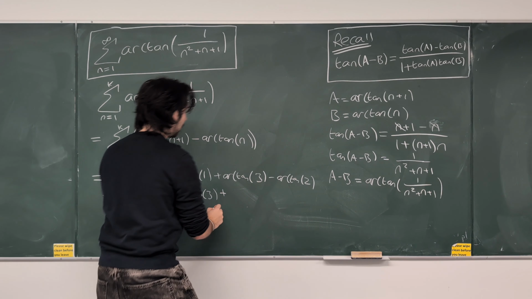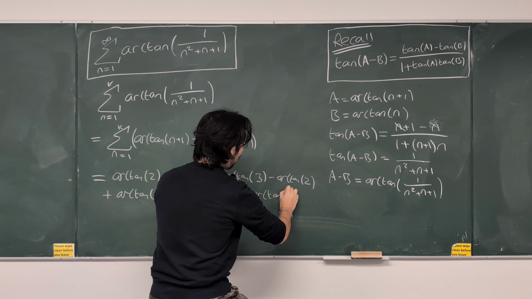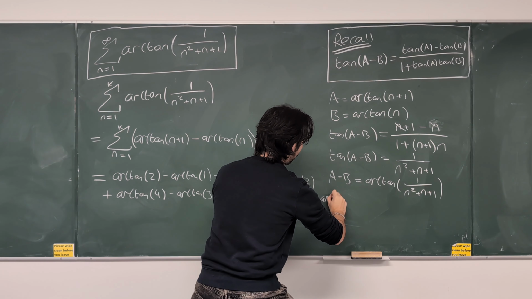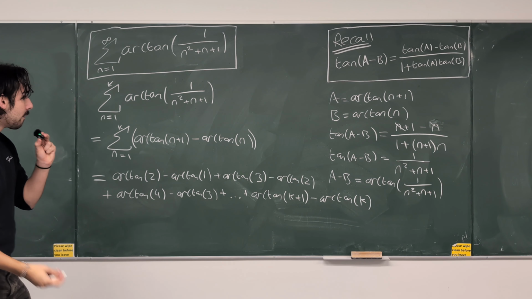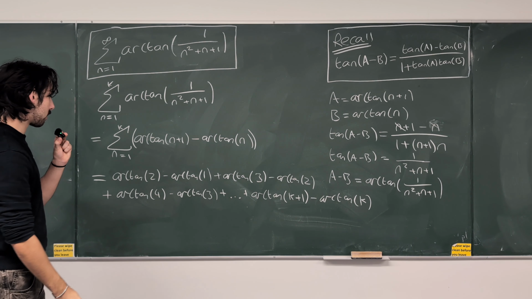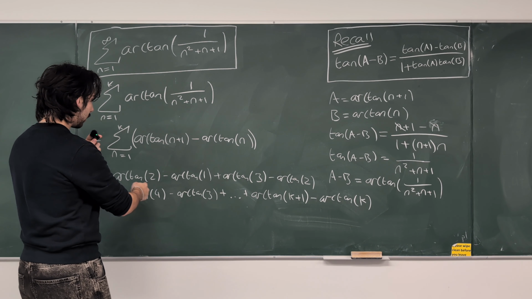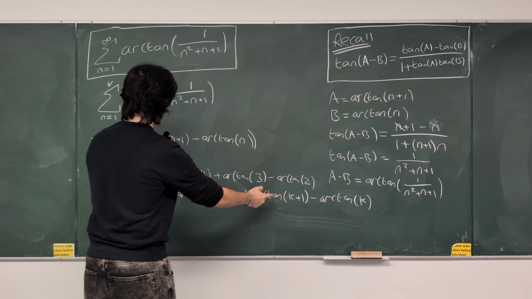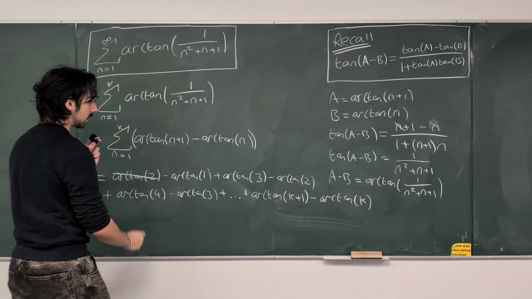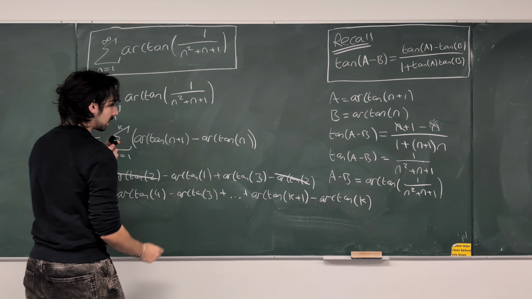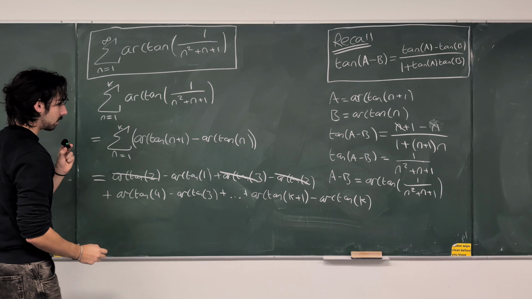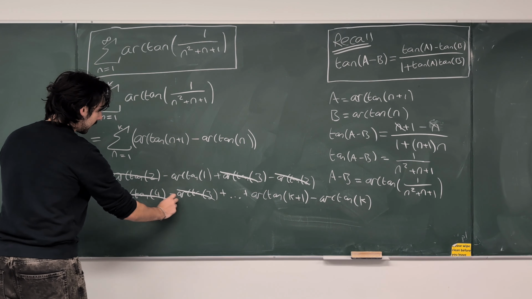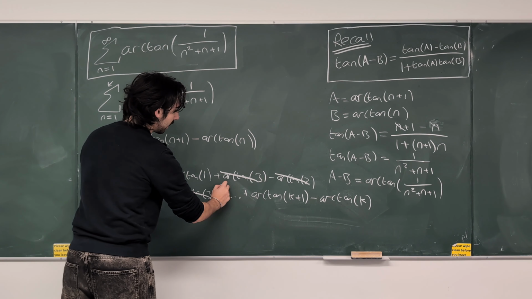all the way up to my last term, which is going to be arctan of k plus 1 minus arctan of k. And you can see that everything's going to cancel out, or more or less everything. So I've got an arctan of 2 minus arctan of 1. Then I've got arctan of 3 minus arctan of 2. So the arctan of 2's cancel out. My arctan of 3 is later, we subtract 3 later on. Arctan of 4 is eventually going to get cancelled out with something over here.